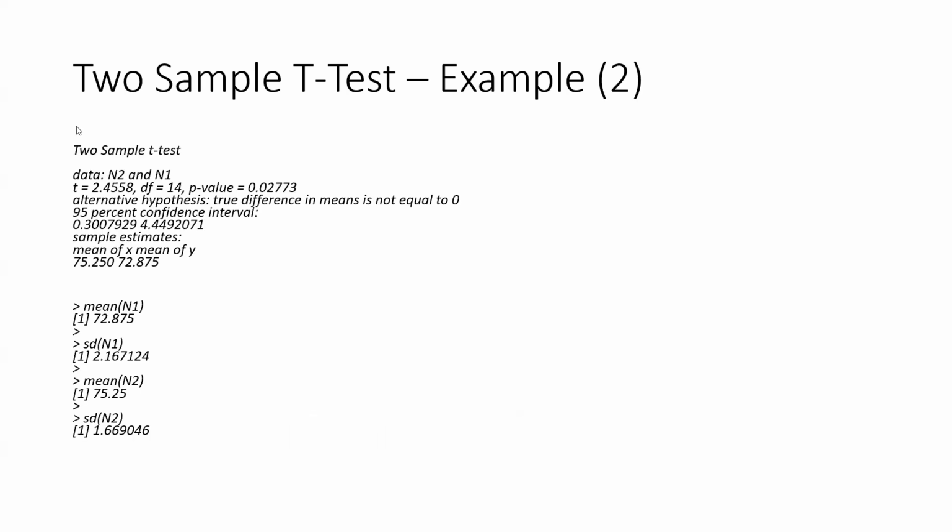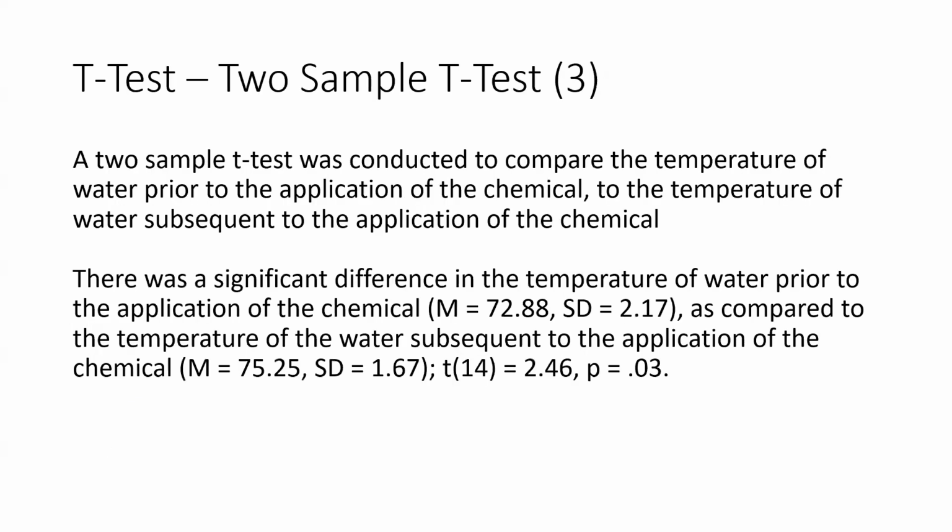Here is our output. Again, we're interested in the T value, the degrees of freedom, the P value, the mean of the first sample, the standard deviation of the first sample, the mean of the second sample, and the standard deviation of the second sample. So here is the outcome of our method application.